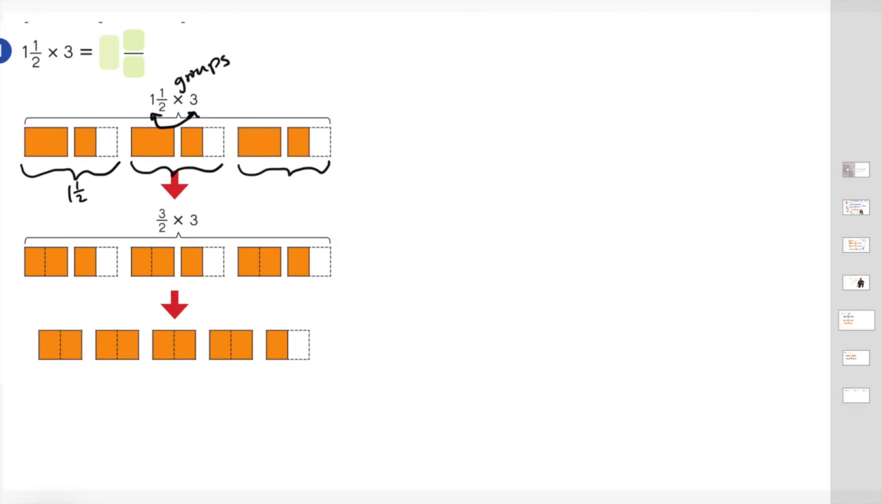So here's one group of 1 1/2, 2 groups of 1 1/2, and here's that third group of 1 1/2. Now, you may have noticed that they changed the mixed number into an improper fraction. And to do that, they're taking the whole and dividing it into halves. And we already had another half over here, so we end up with 1/2, 2 halves, 3 halves. So now we have 3 groups of 3 halves.